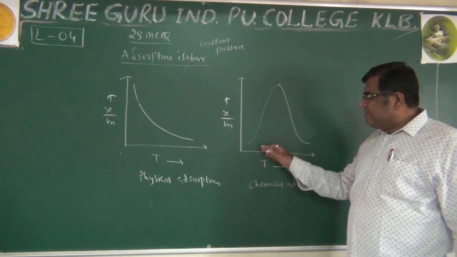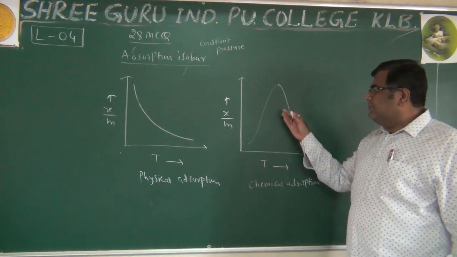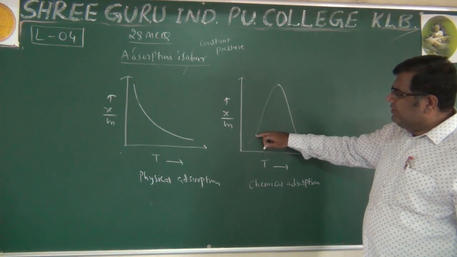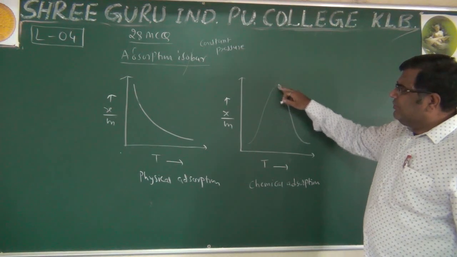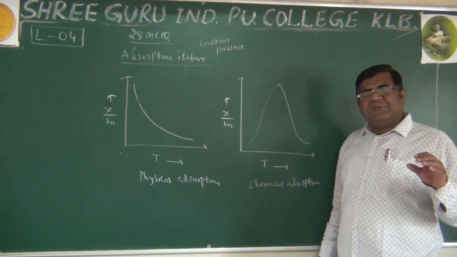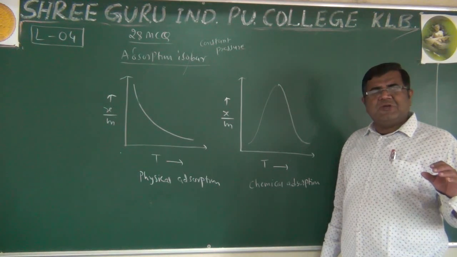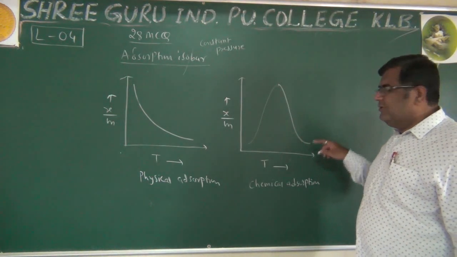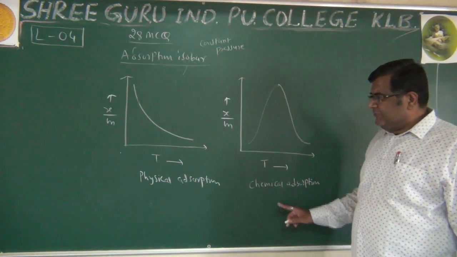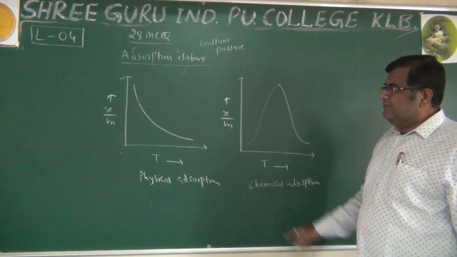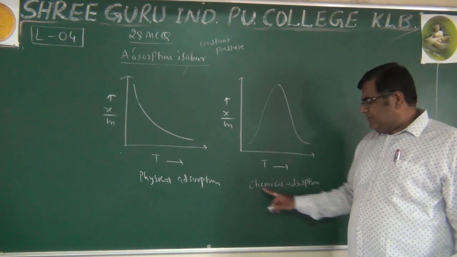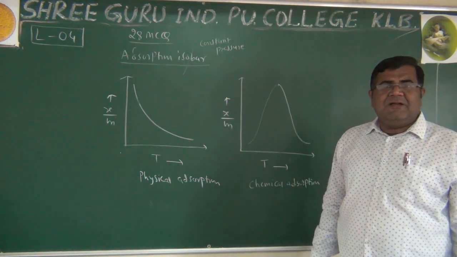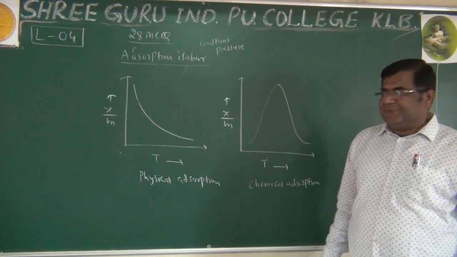Why does it initially increase with temperature? We know that chemical adsorption needs activation energy. So initially increasing temperature increases adsorption. But once the adsorption completes, a chemical bond is formed between adsorbent and adsorbate. Increasing temperature now decreases the extent of adsorption. So this is one of the differences between physical adsorption and chemical adsorption. Their adsorption isobars are of different character.